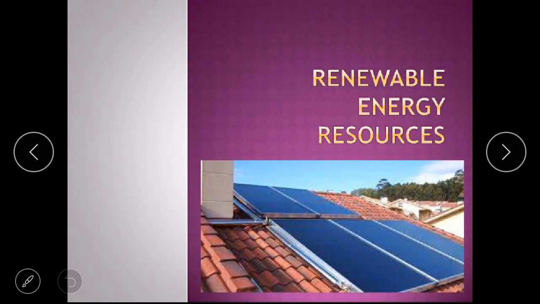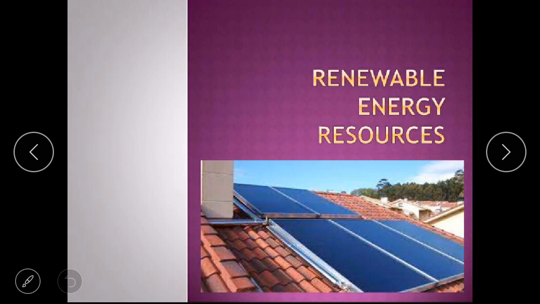Today we discuss the energy sources. There are various energy sources on our earth which are used for generation of power. There are two types of sources. First is renewable sources, and another is non-renewable energy sources.